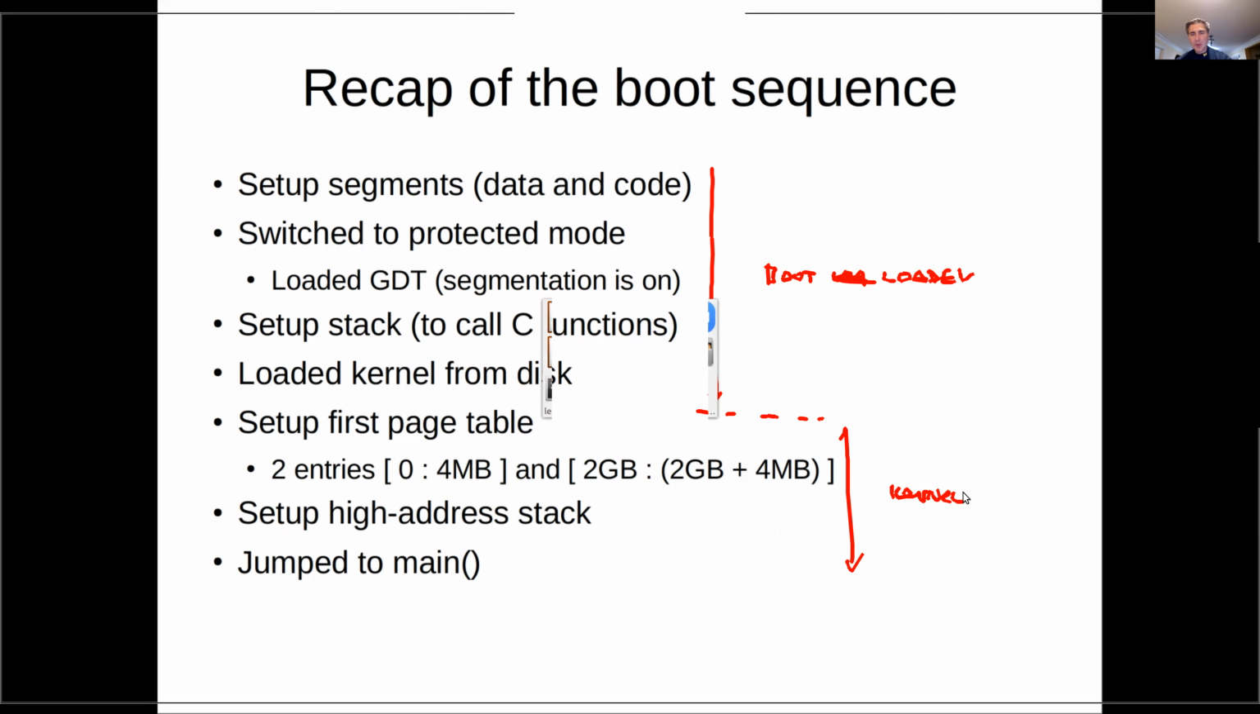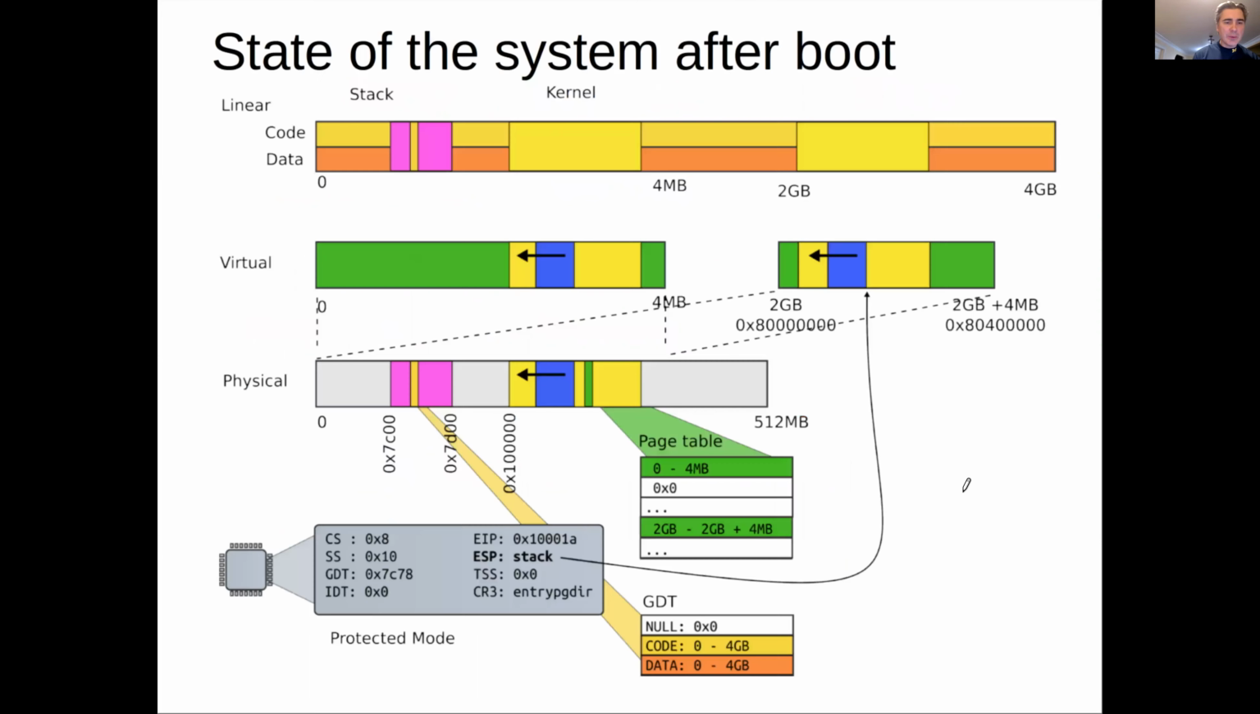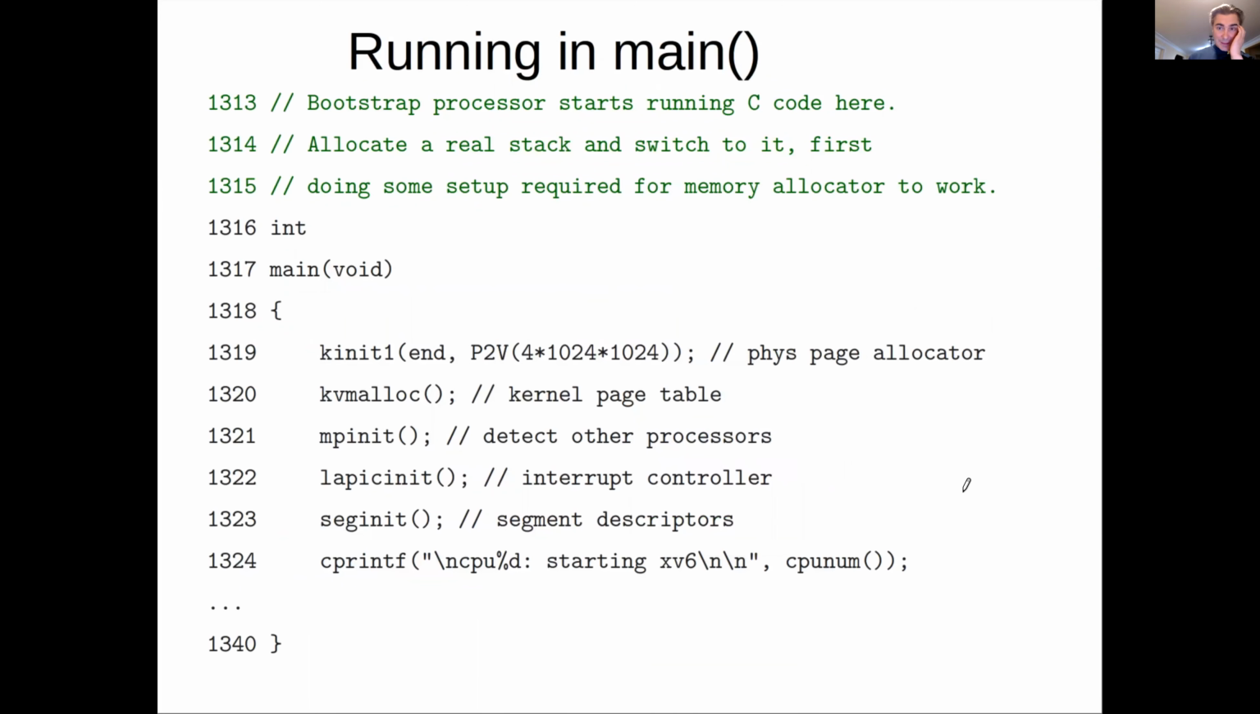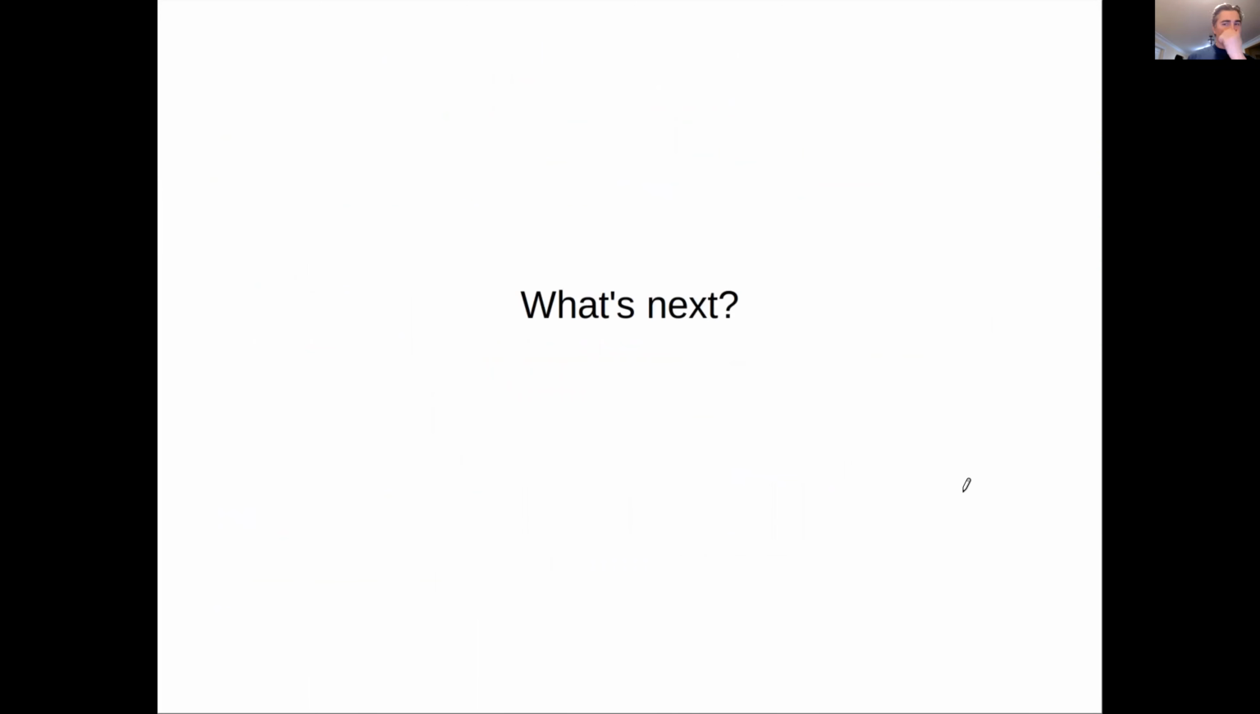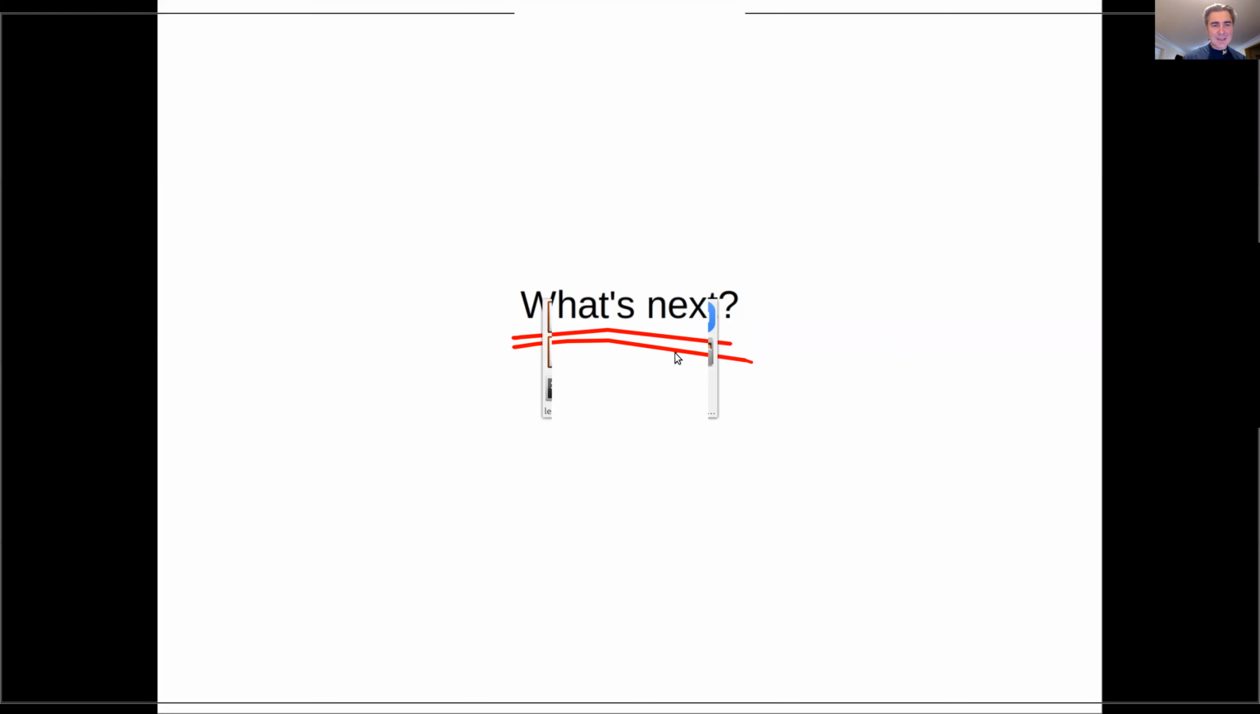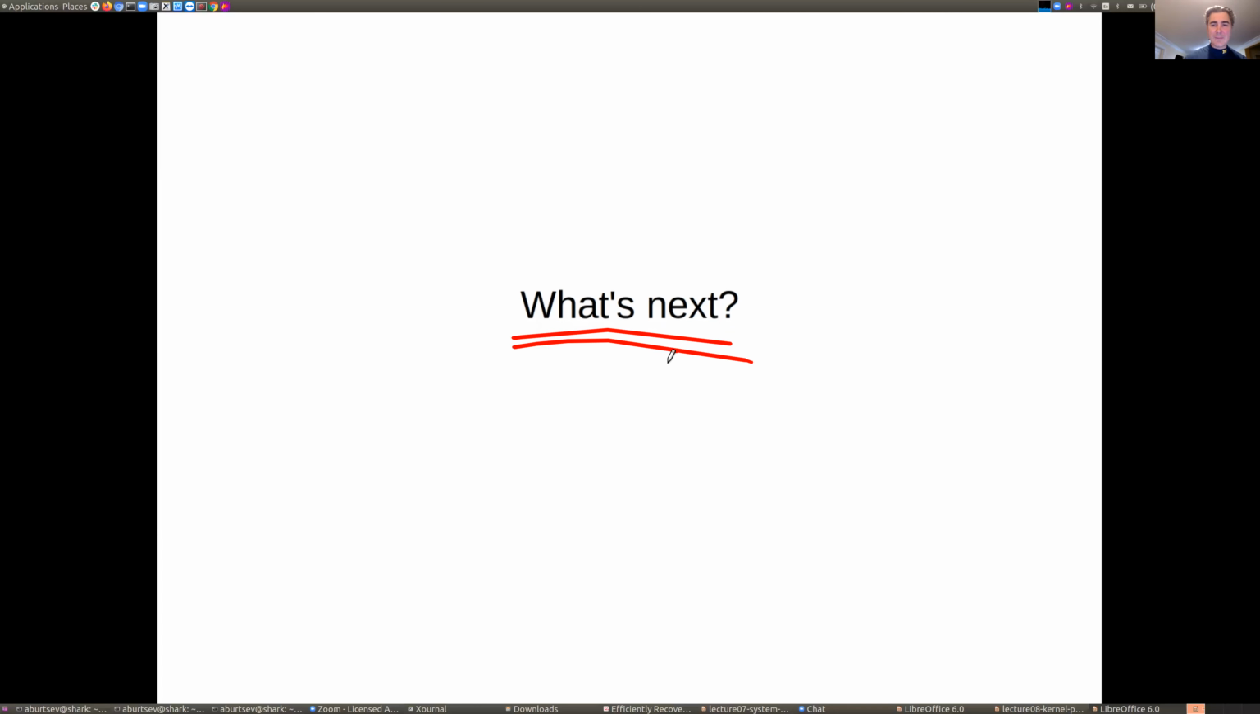But what do you think we're going to be doing? This is the world. This is how it works, and this is where we're running in main. So the question I'm trying to get to is what's next. If you were writing this kernel, what do you think you're going to be writing inside main?